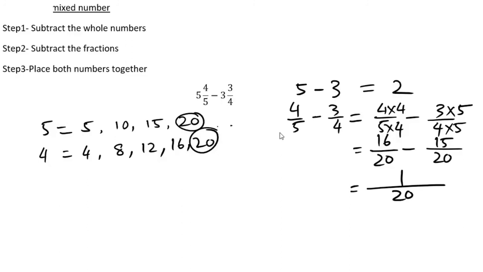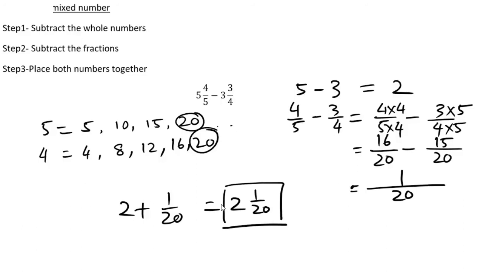As you see, our last step is to place both numbers together. Whatever subtraction results we get, we have to add them up. So if you add 2 and 1 over 20, our final result will be 2 as the whole number and 1 over 20 as the fraction. So this is our result for subtracting these two mixed numbers, and that's how we do the subtraction of mixed numbers by following these 3 steps. If I revise again, I am subtracting the whole numbers first, then subtracting the fractional part, and then adding the two results.